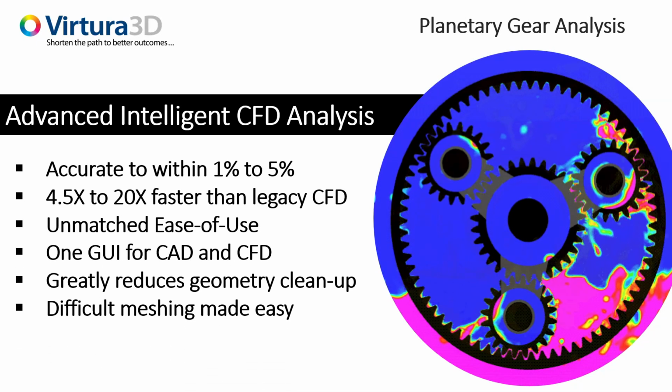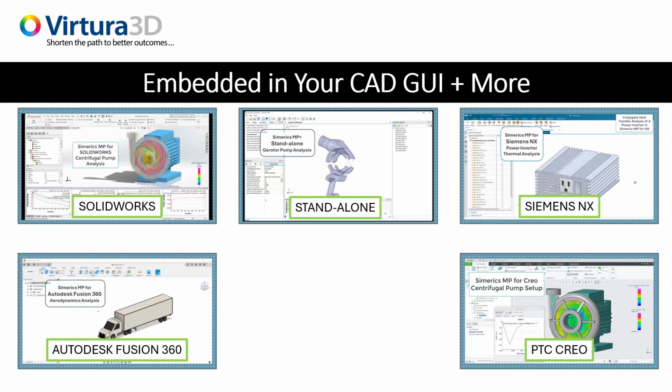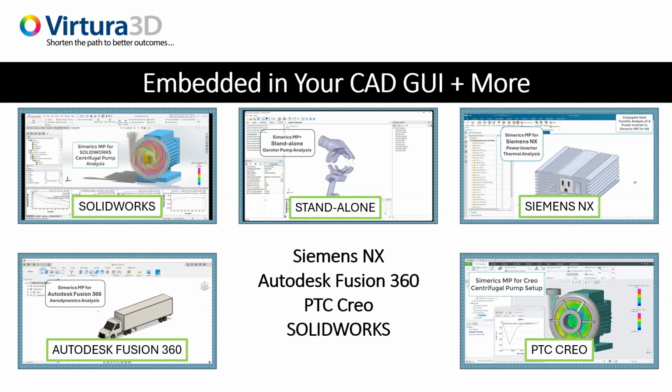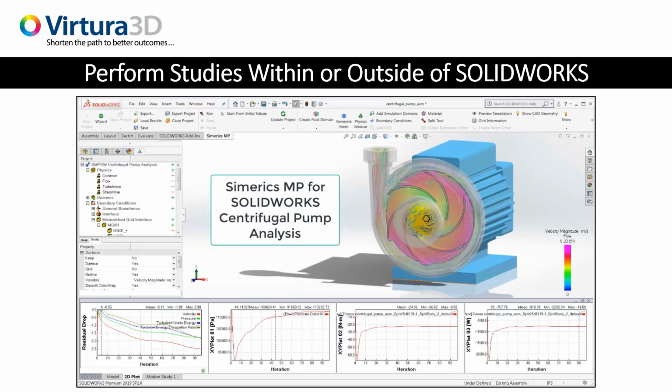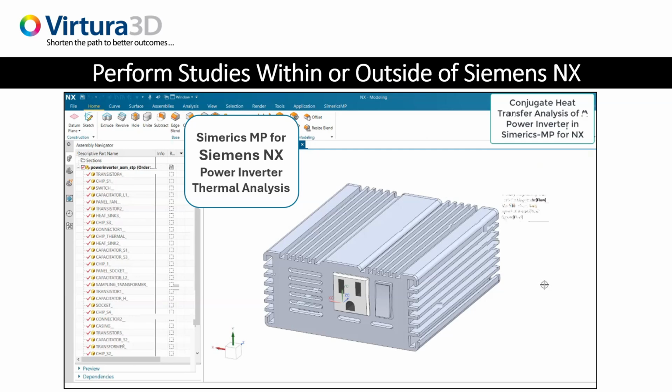You can run highly accurate studies inside of SOLIDWORKS, Siemens NX, Autodesk Fusion, and PTC Creo, or run standalone when CAD access is not available. For example, inside SOLIDWORKS, you can run analyses and make design changes on the fly. After changes are made, simply remesh and rerun. All setup parameters are retained.